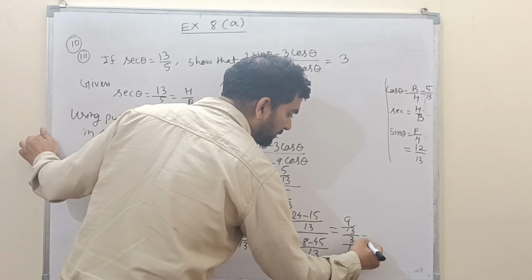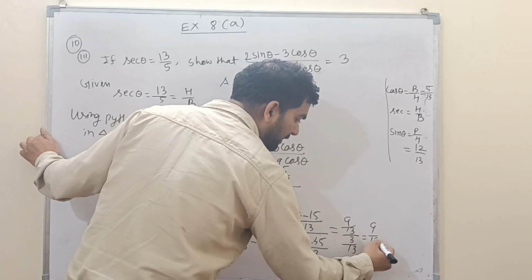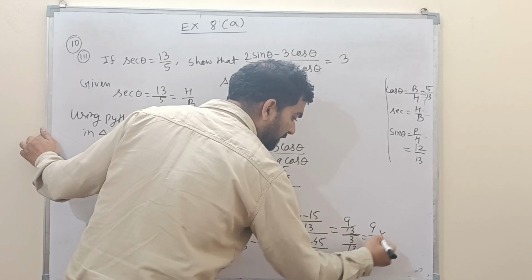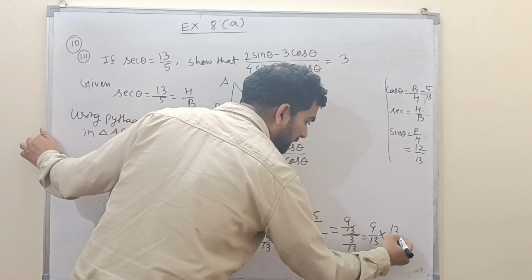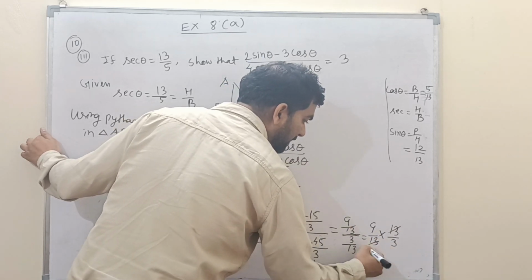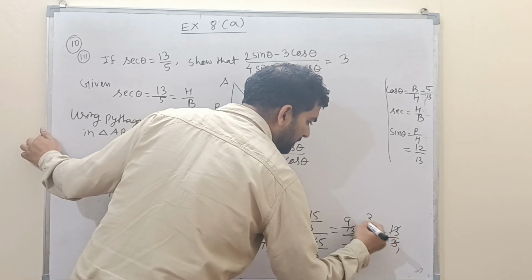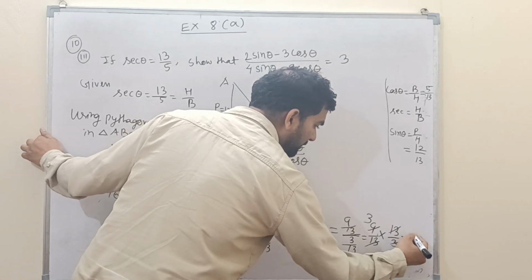Next step, write 9 by 13. Since it is a division sign, I am writing it as multiplication, so this will be the reciprocal, 13 by 3. 13 and 13 cancel, 3 ones are 3, 3 threes are 9. So 3 by 1 will be 3.